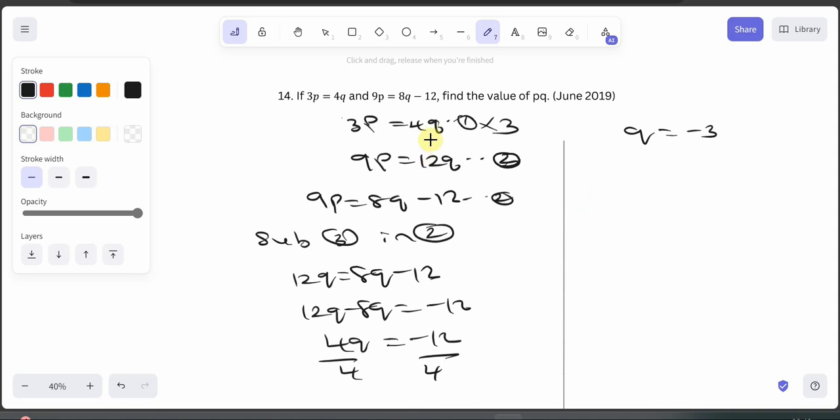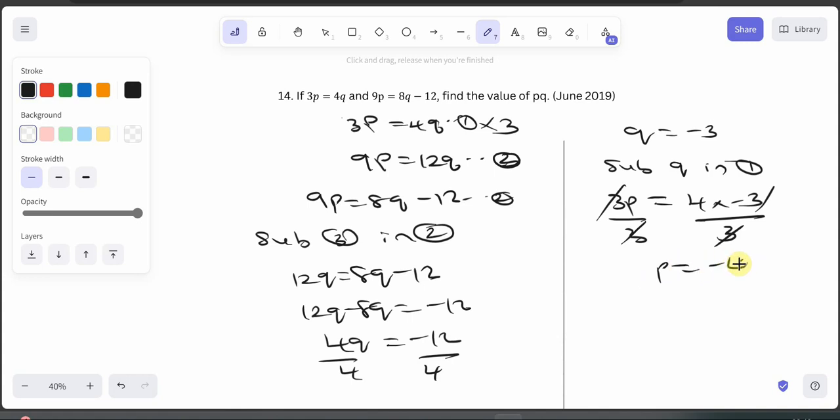Right? So if I know that my q is equal to minus 3, I can substitute the value of q in equation 1 and find what p is. So that will be 3p will be equal to 4 times minus 3. And I can divide both sides by 3. 3 will cancel 3, 3 will cancel 3. So that means my p is equal to minus 4. So therefore, pq is just minus 4 times minus 3. And that will give me 12. So my answer for pq is 12.